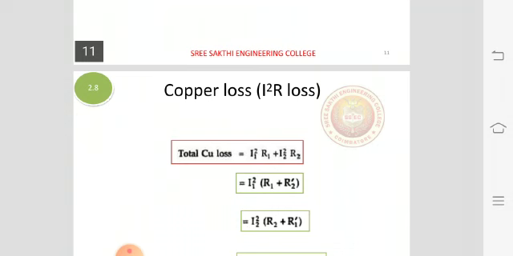So next one is copper loss. The total copper loss is equal to I1 square R1 plus I2 square R2.